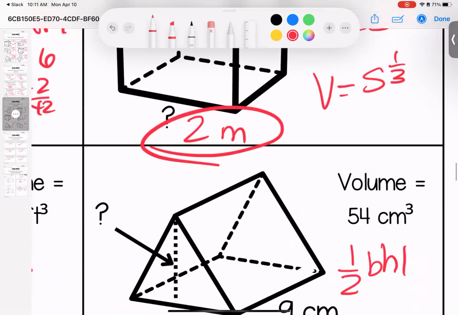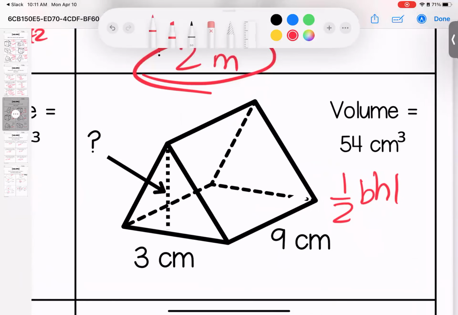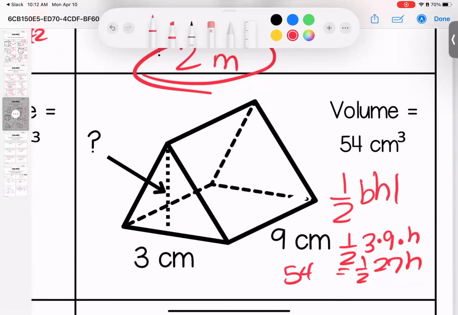Coming down here, 1/2 base times height times length. 1/2 of 3 times 9 times a missing height. 3 times 9 is 27. And if I take 1/2 of 27, I know that overall it's going to equal 54. So if I do 54 divided by 27, I get 2.